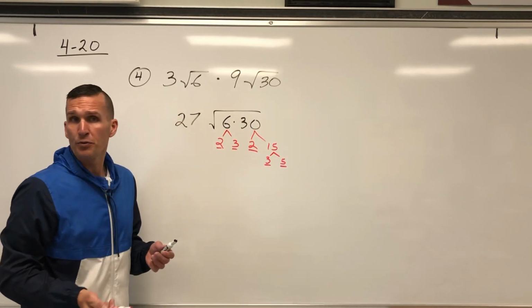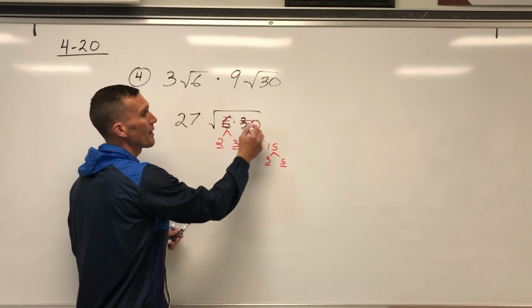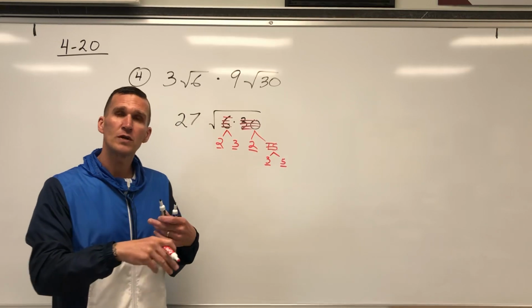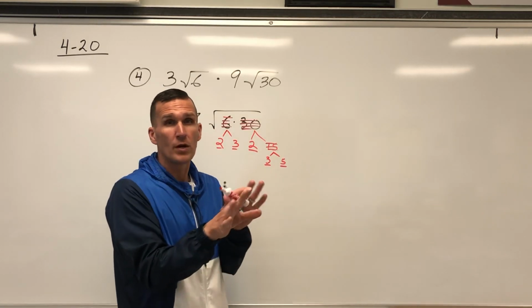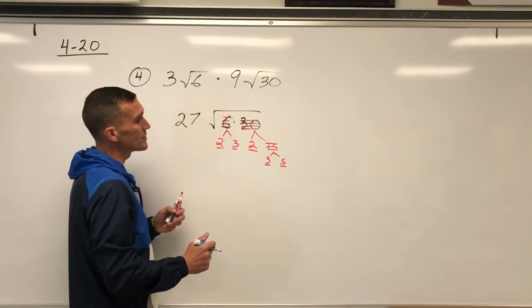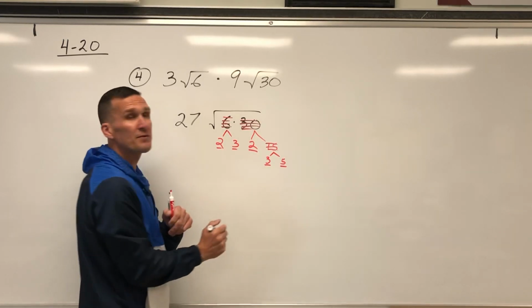So I only look at the prime numbers. I'm no longer looking at 6. I'm no longer looking at 30 or 15. Once you use a factor tree, any of your composite numbers, you don't look at. You only look at the primes, what they break up to be. And the pairs are a little harder to see here, but there is a pair of 2s, there is a pair of 3s, and a trapped 5.